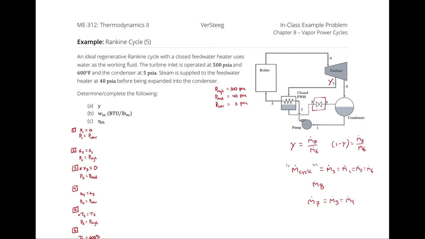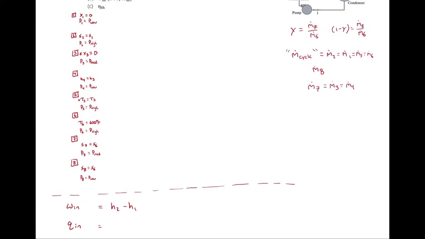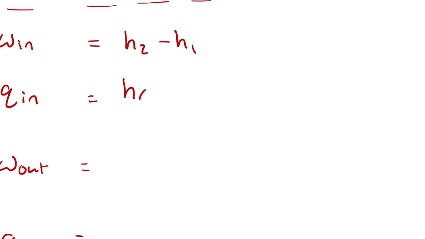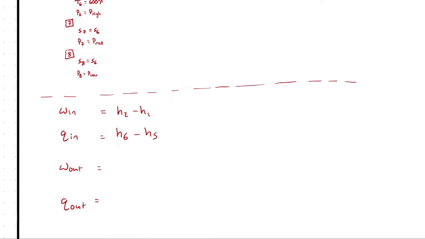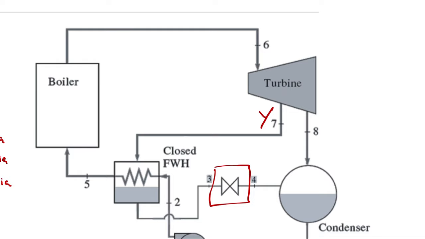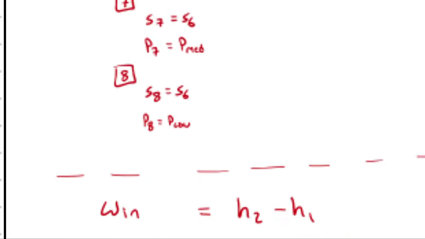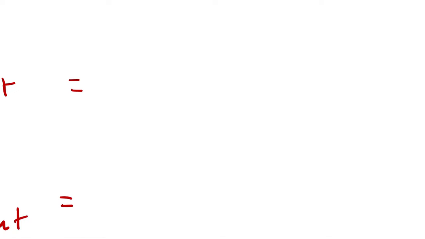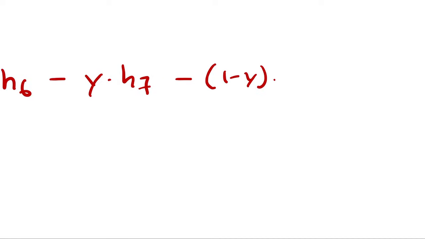For Q in, I'm looking at the boiler. The boiler also has the mass flow rate through the cycle flowing through it, which means that I'm just going to be left with h6 minus h5. For our specific work out, we have the same exact energy balance that we have had for the previous two examples, so I'm going to use h6 minus y h7 minus the quantity 1 minus y times h8. And if you want to see why, pun intended, you can go back and watch those videos again.